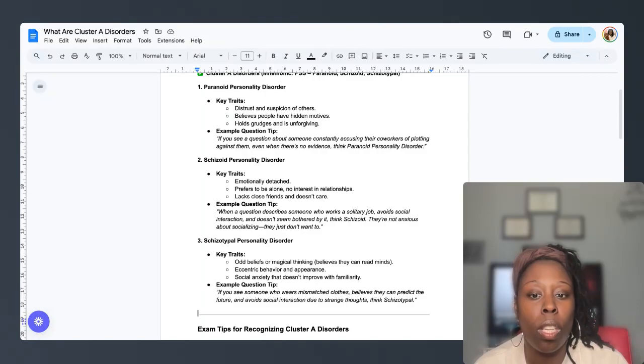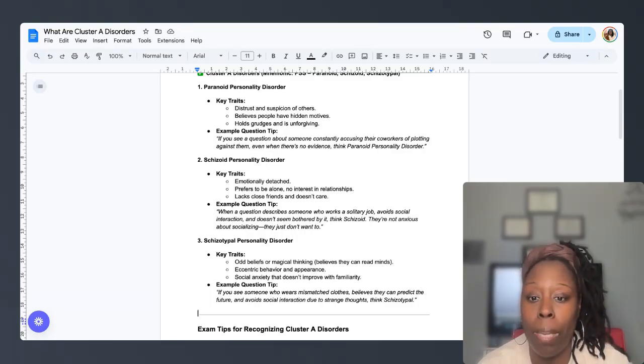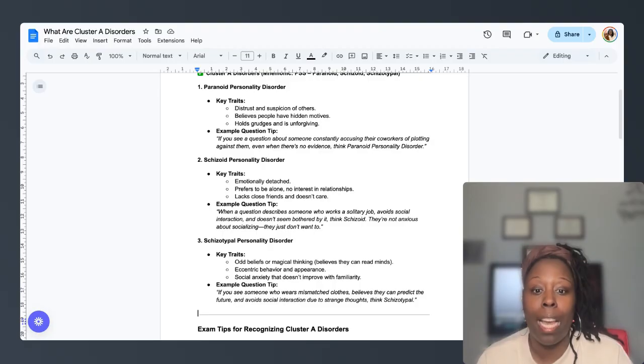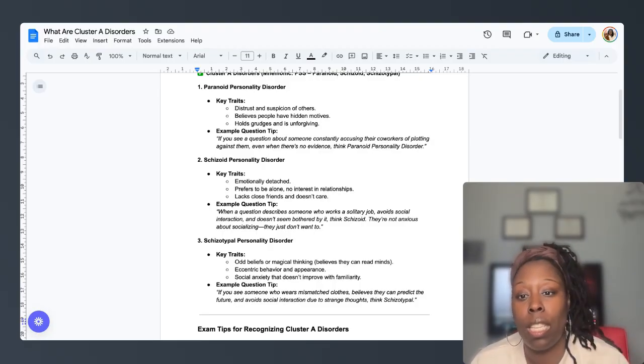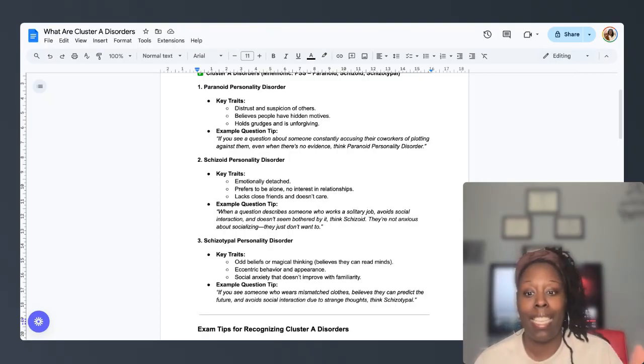I like to also look at the oid part as avoid, because they prefer to be alone. They avoid being around people and are not interested in relationships or having close friends. So I always take the end of the word schizoid, that oid, and I think avoid. That's just a little memory tip that I use. This is a quick way to understand schizoid when you're trying to differentiate it from paranoid and schizotypal.